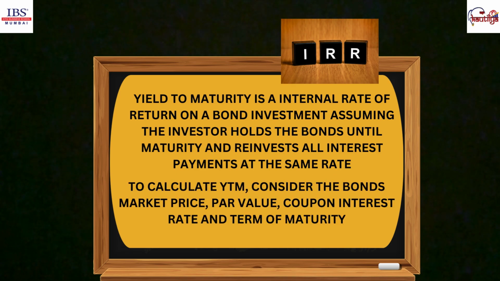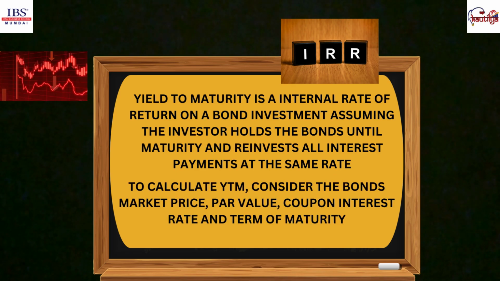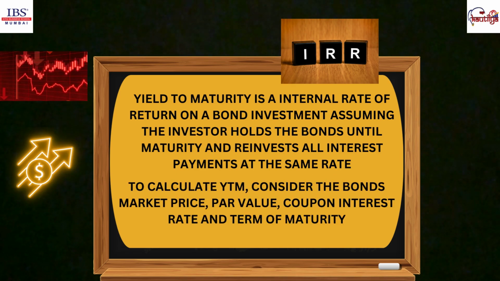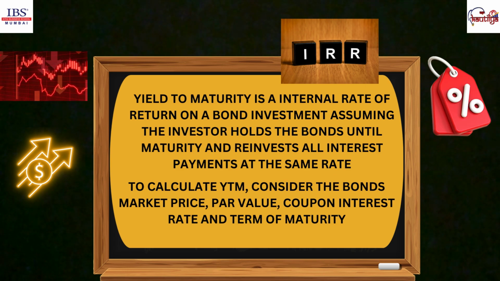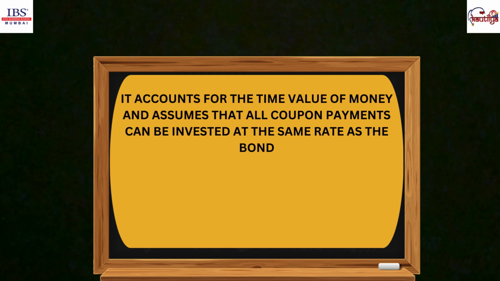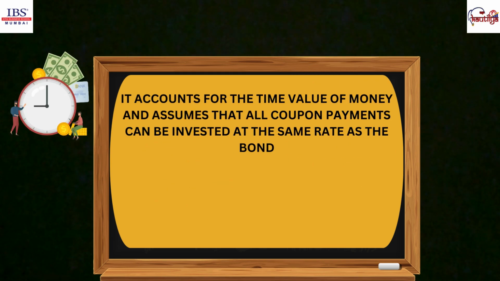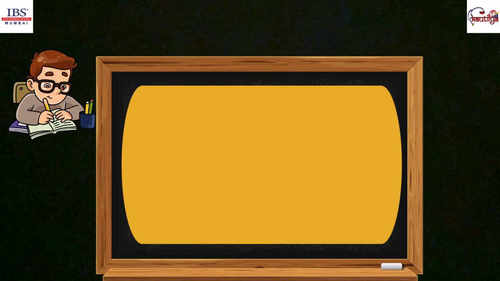To calculate yield to maturity, consider the bond's current market price, par value, coupon interest rate, and term of maturity. It accounts for the time value of money and assumes that all coupon payments can be reinvested at the same rate as the bond. To get a better understanding of the yield to maturity formula and how it works, let's look at an example.